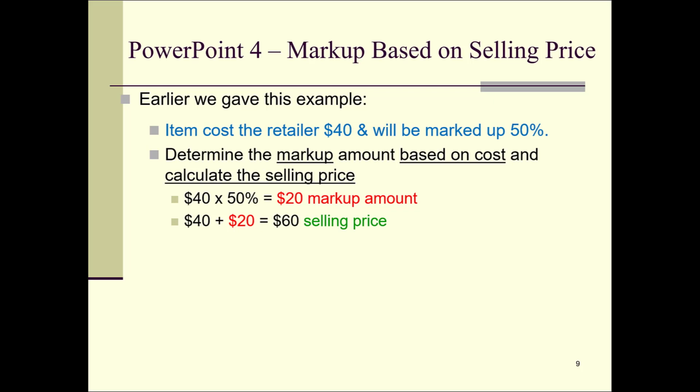And so the markup amount is calculated by $40 times 50%, which gives us a $20 markup. Therefore, the selling price must be 60 bucks. You just add the $20 markup to the $40 cost.